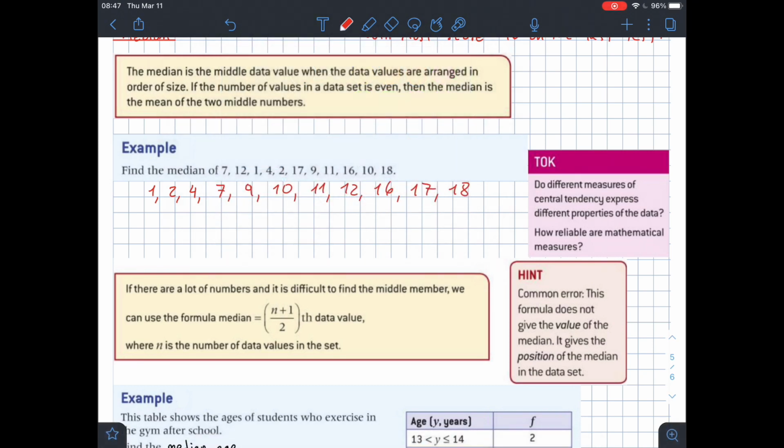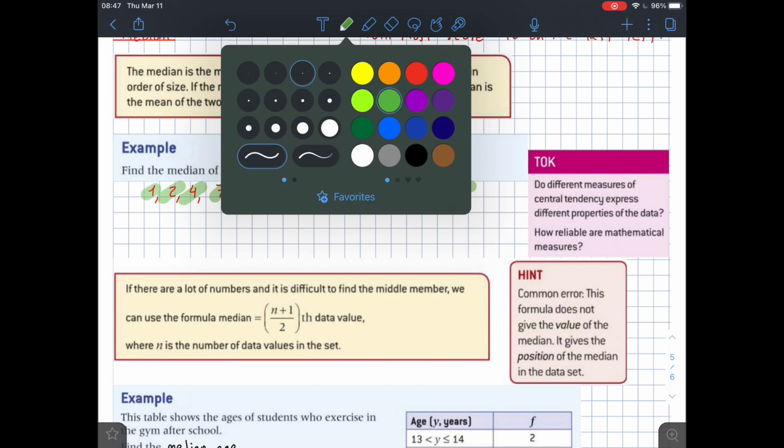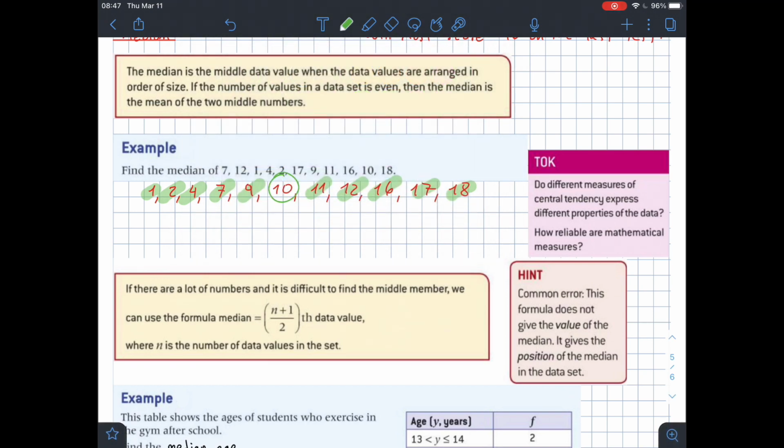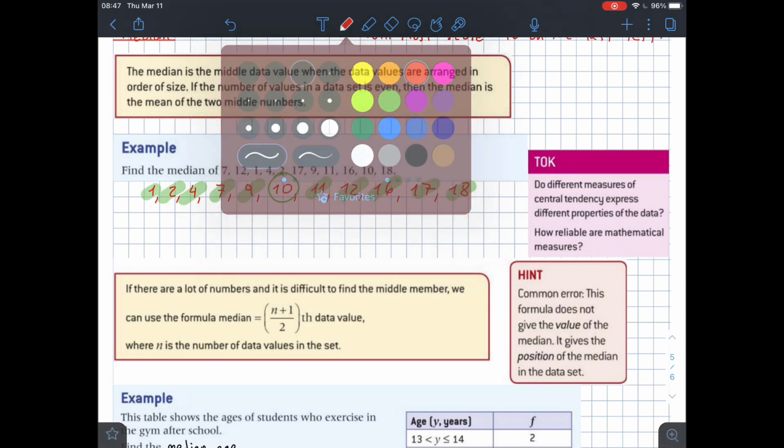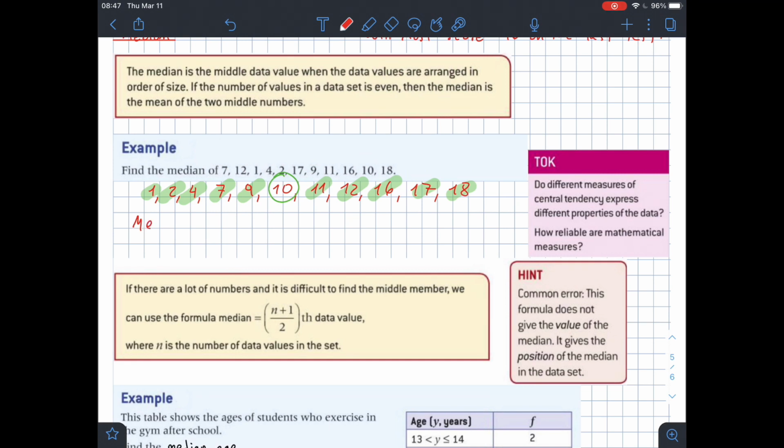We could use here a color for organization. This one goes with this, then this with this, and this with this, this with this, this with this. So finally, our median would be this value over here, the one that is left in the middle, right? So the median in this case is 10. And that's it.